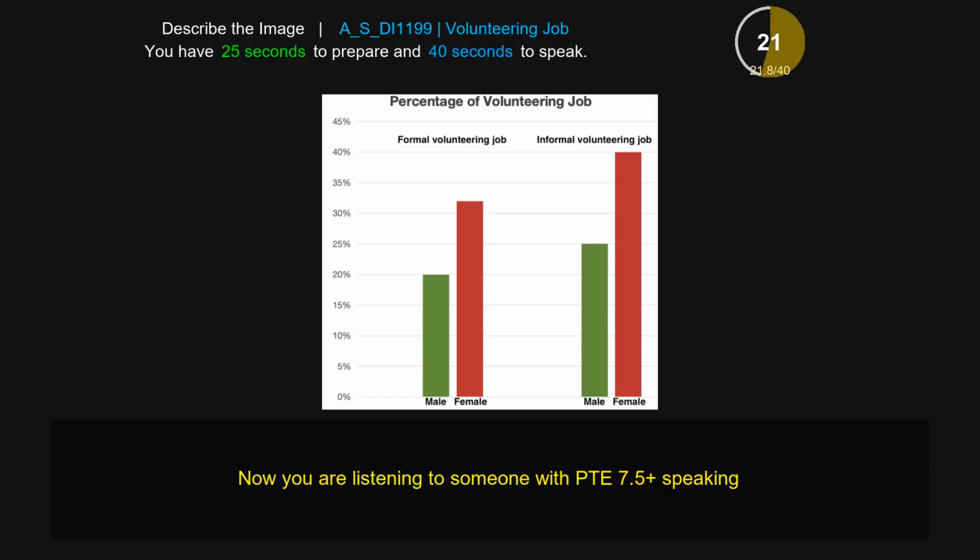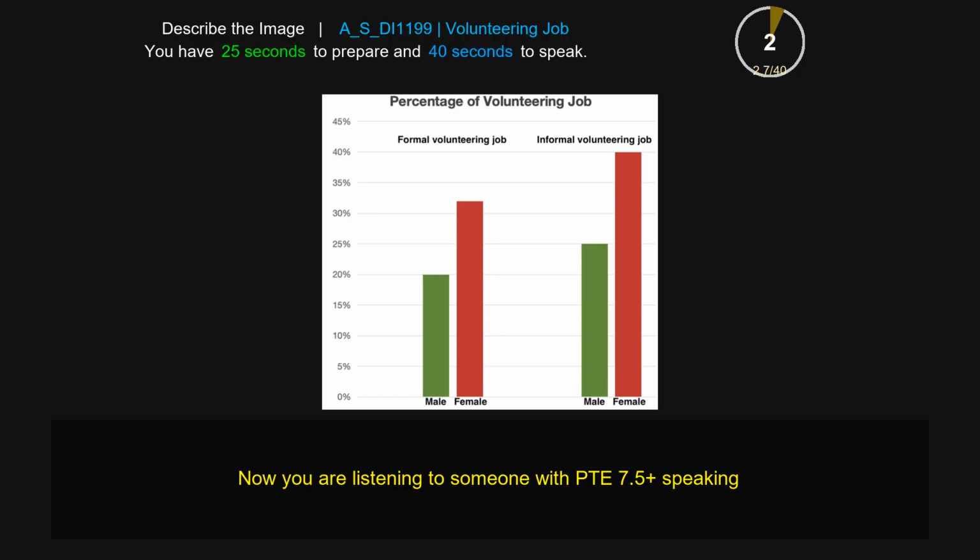As for informal volunteering job, the female have the maximum percentage of the volunteering job, which is more than 14%. Conversely, the male have the formal volunteering job, which is the maximum, which is less than 20%. The data is valuable for the percentage of volunteering job and highly effective.